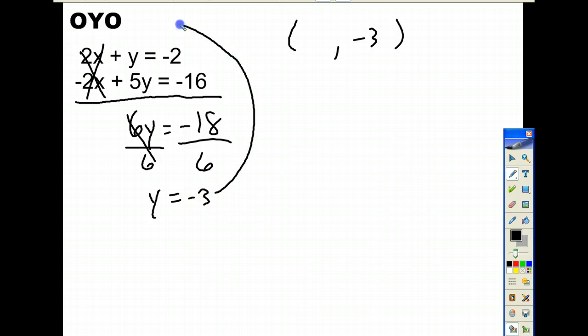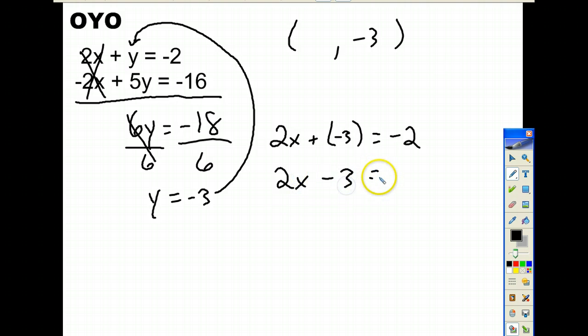I'll go up here to the first equation, and I'm going to substitute it in here. Now you have to be careful with this plus sign and this negative sign. Make sure you don't confuse them. So when I substitute in, it's going to be 2x plus, I'll put this in parentheses just to separate the two, (-3) equals -2. Adding a negative is the same as subtracting a positive. So this is the same as 2x minus 3 equals -2.